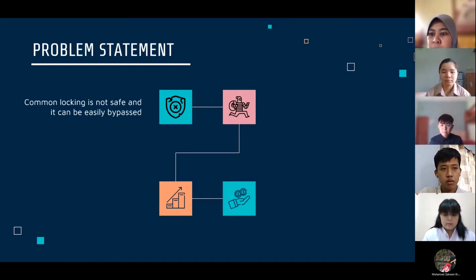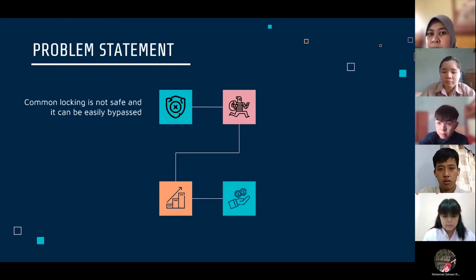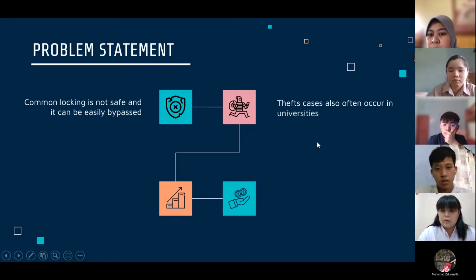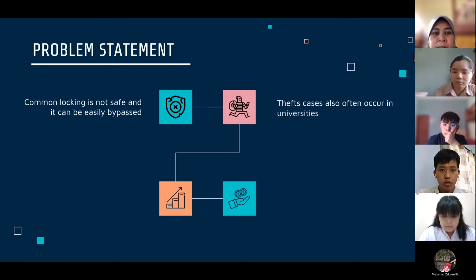Humans have used locks since a long time ago, to protect their private and personal belongings. The problem is traditional lock is not safe and it can easily be bypassed. This is a very common occurrence for most people, and it is a very serious problem. Next one is child tampering can also often occur in university. Child tampering is a more serious problem which cannot be avoided. Using a traditional lock, it is easily preyed upon by a child.